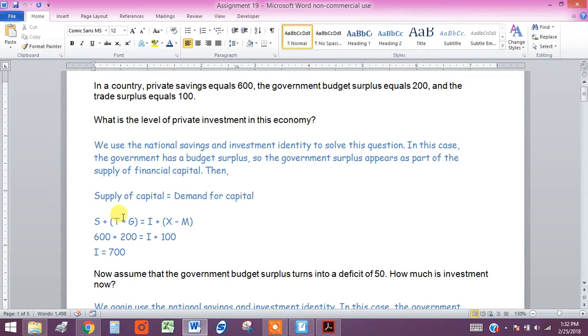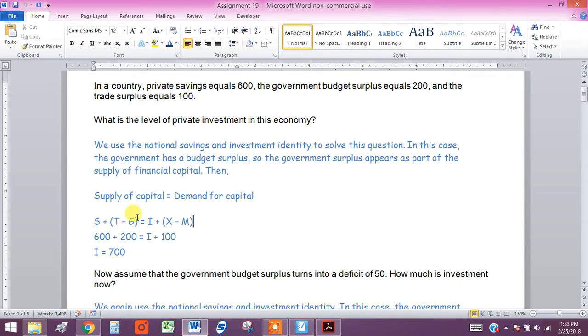here, in other words, the budget surplus of 200 is the difference between the tax revenue that the government takes in and the money that the government spends. This G is government spending, and the question is telling us that this is a positive 200, which means that the tax revenue is 200 billion more than government spending. So this is on the supply then.